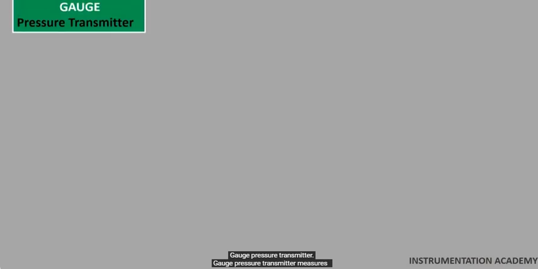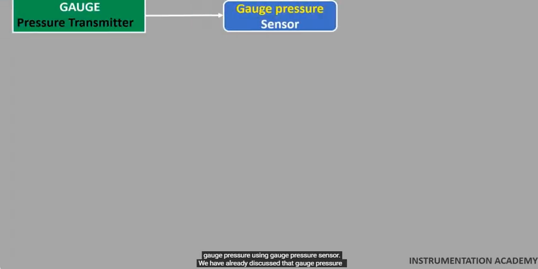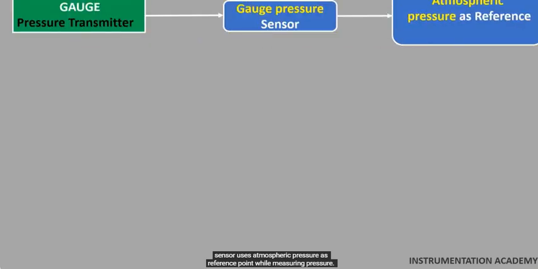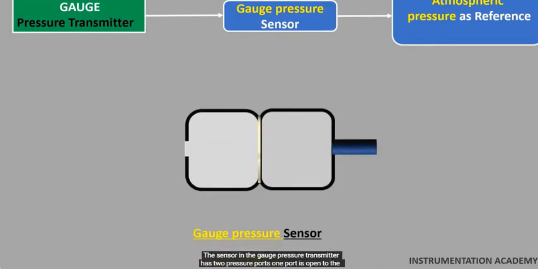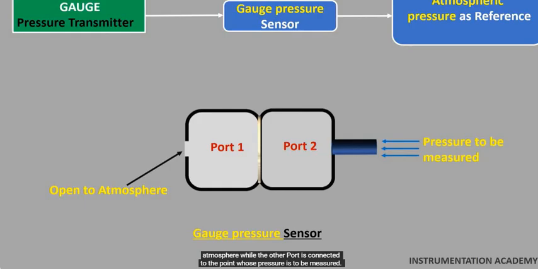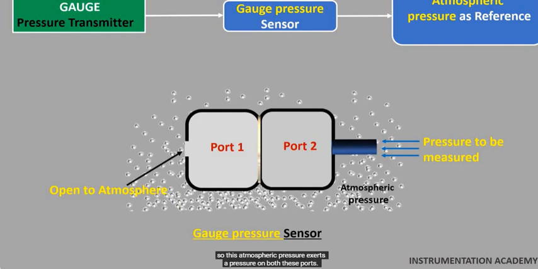Gauge pressure transmitter. Gauge pressure transmitter measures gauge pressure using gauge pressure sensor. We have already discussed that gauge pressure sensor uses atmospheric pressure as reference point while measuring pressure. The sensor in the gauge pressure transmitter has two pressure ports. One port is open to the atmosphere while the other port is connected to the point whose pressure is to be measured. Any object on the surface of the earth is acted upon by an atmospheric pressure. So this atmospheric pressure exerts a pressure on both these ports.